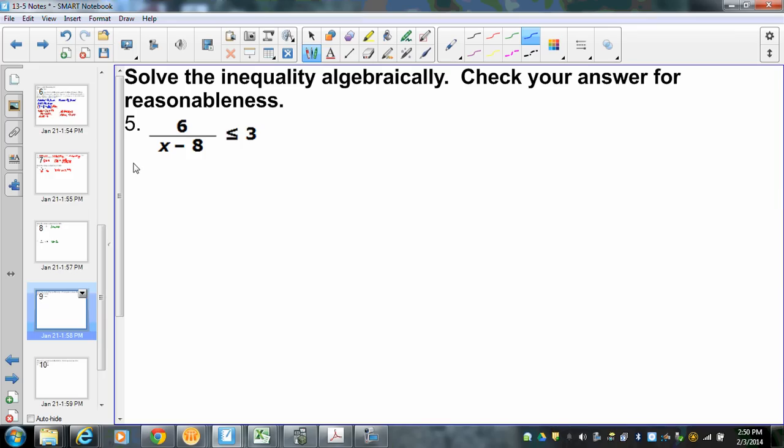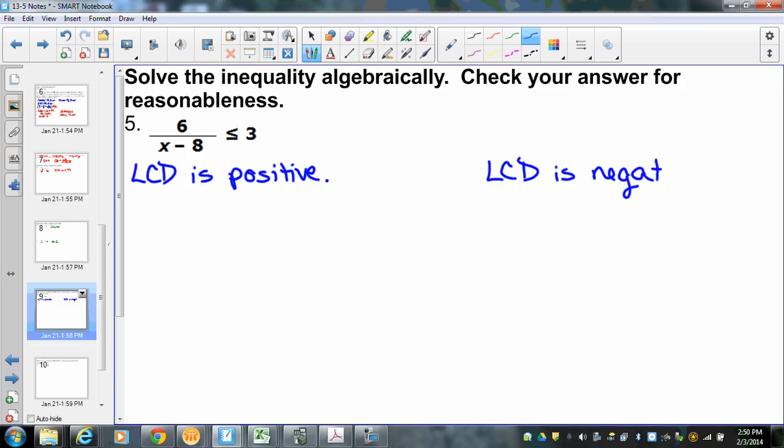The first possibility is that my least common denominator, which is x minus 8, is positive. And then my second possibility is that my least common denominator is negative. Because taking that least common denominator and multiplying it over, if it was negative, what is that going to do to my inequality sign? It's going to flip it over. And so that's going to affect how we solve this.